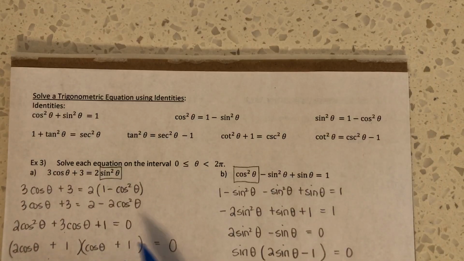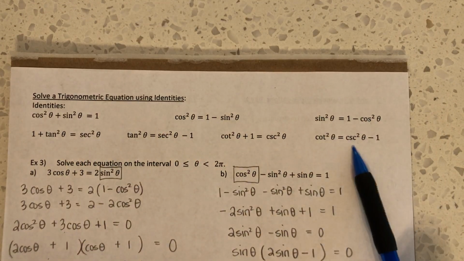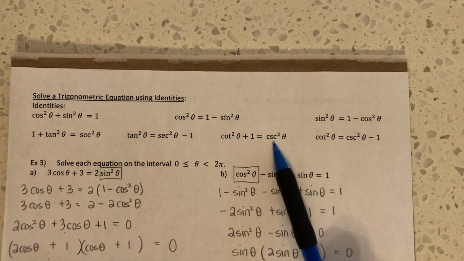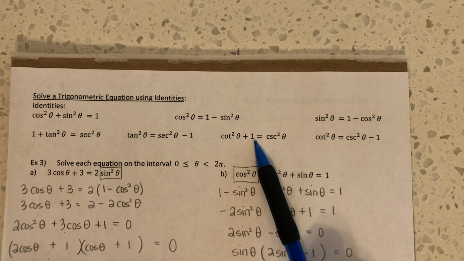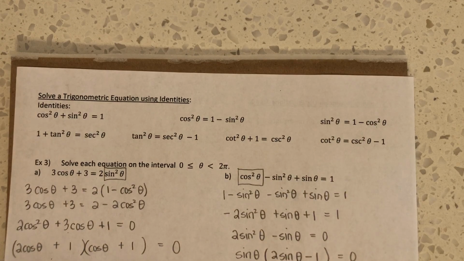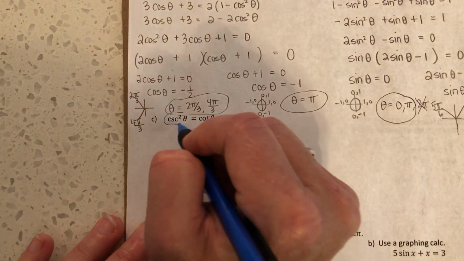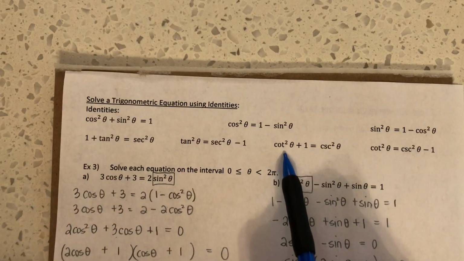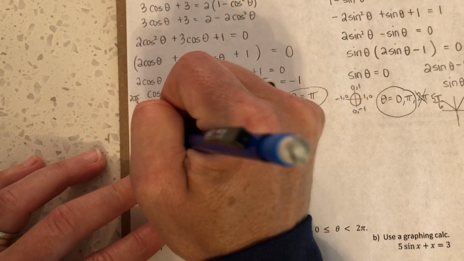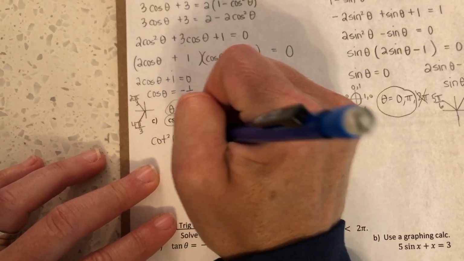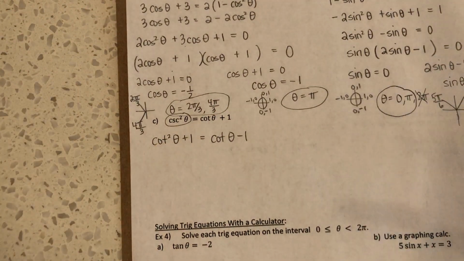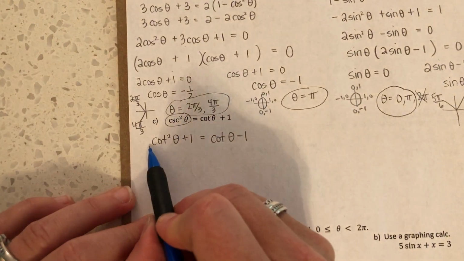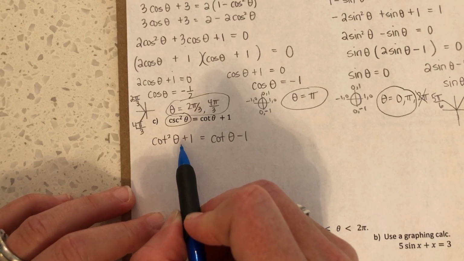Well, guys, if you go up to your identities, cosecant squared theta is here and here. And if you notice, cosecant squared theta is literally equal to cotangent squared theta plus 1. So I'm going to be able to put this in for cosecant squared theta. So we're going to take cosecant squared theta out, and we're going to put who he's equal to, cotangent squared theta plus 1, in. So cotangent squared theta plus 1 equals cotangent theta minus 1. All right, well, it is a squared function, so let's try and get everything on one side set equal to 0. So I like that the number in front of him is positive. I'm going to move everything this way, right?